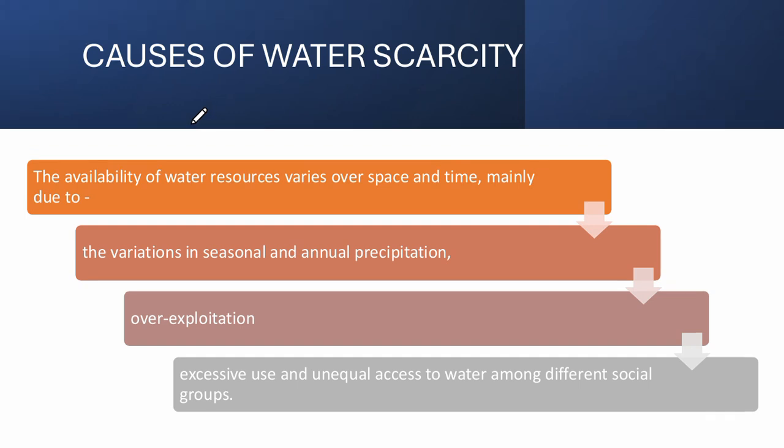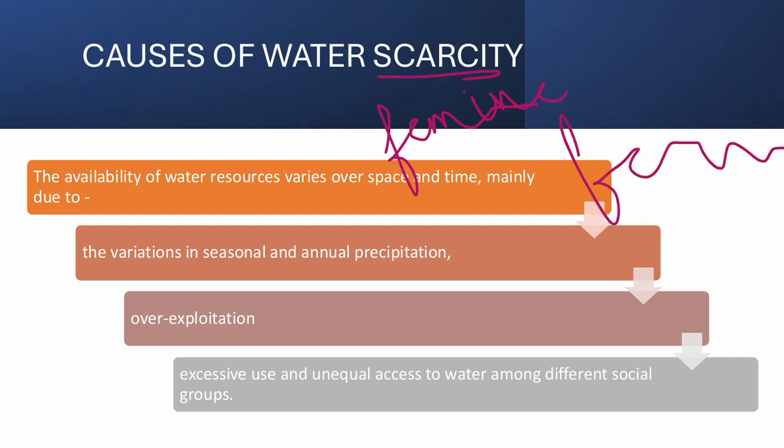Next one is the causes. What does scarcity mean? Not famine, children. That is scarcity. The availability of water resources varies over space and time, mainly due to variations in seasons and annual precipitation.